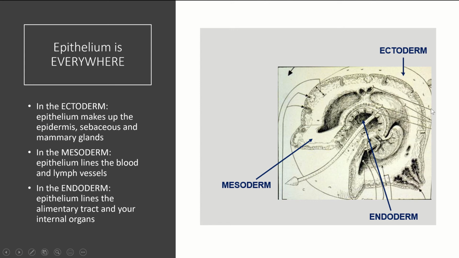So you've got your ectoderm on the outside, ecto meaning outermost. So that's going to be that outermost part of you, your skin, right? And we said that epithelium is going to be within the ectoderm. It's going to make up your skin, your epidermis.